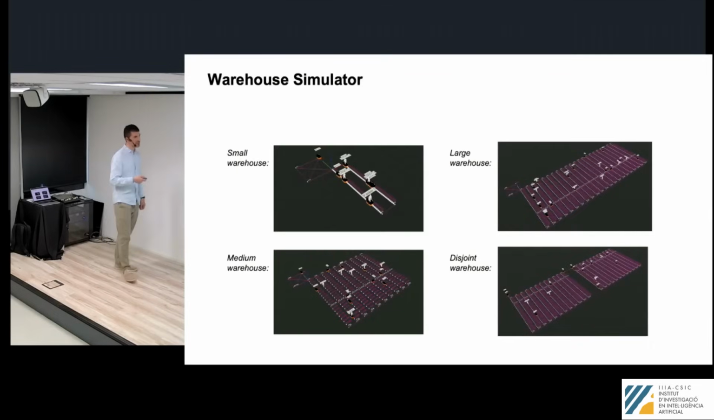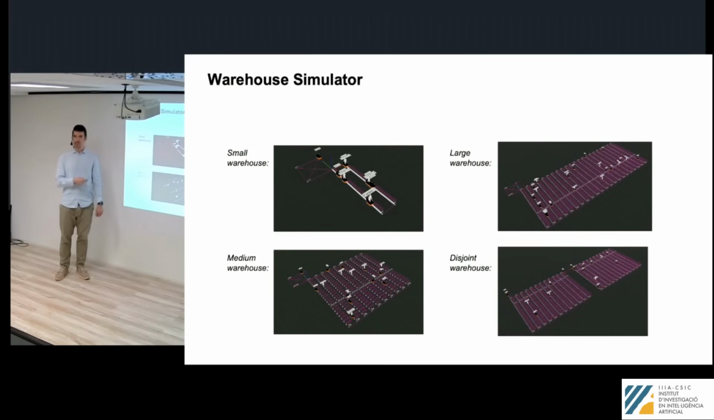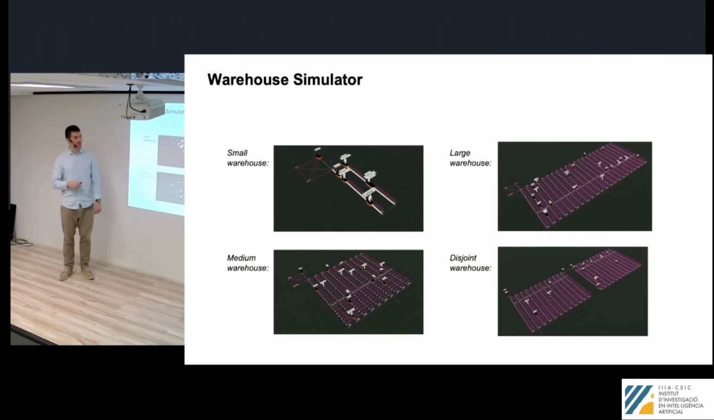And here are a few snapshots of a high fidelity simulator that we built with our engineers. And these are real warehouses in different places in Europe that we represent. So there's a small, medium-sized one, a large warehouse, and a disjoint one. The disjoint one means that there's a cold compartment and a warm compartment, and they need to be kept separate because of the thermodynamics.